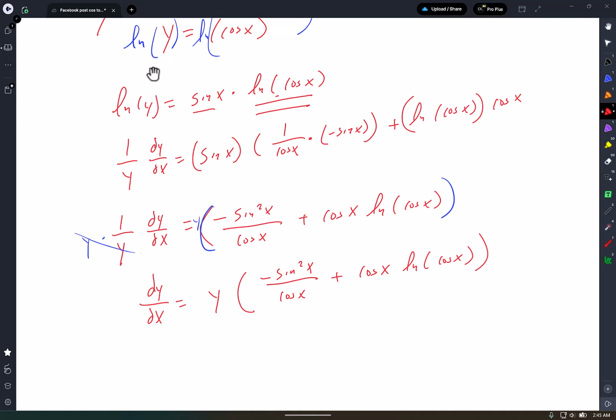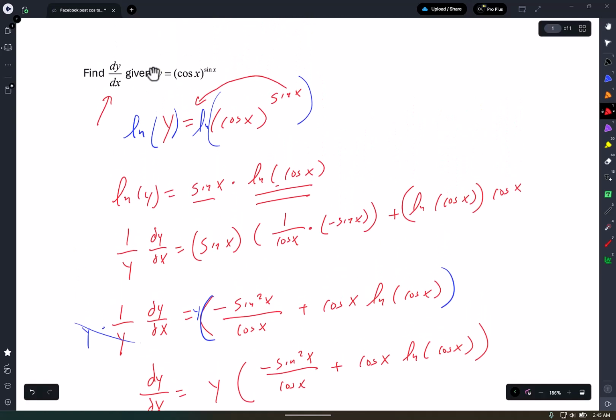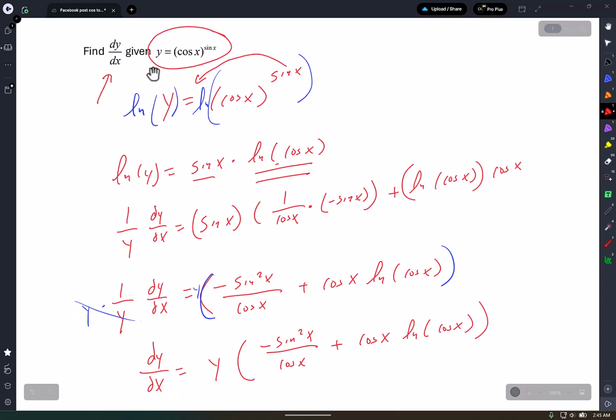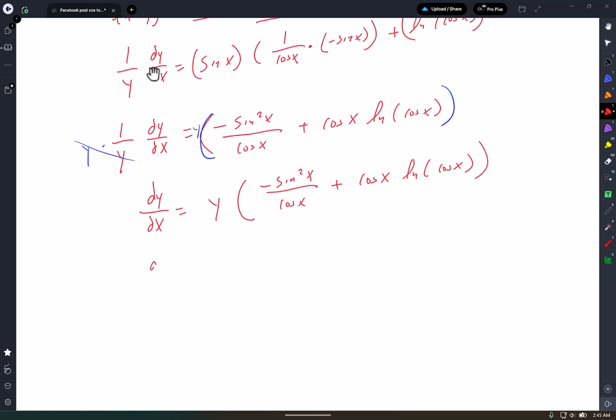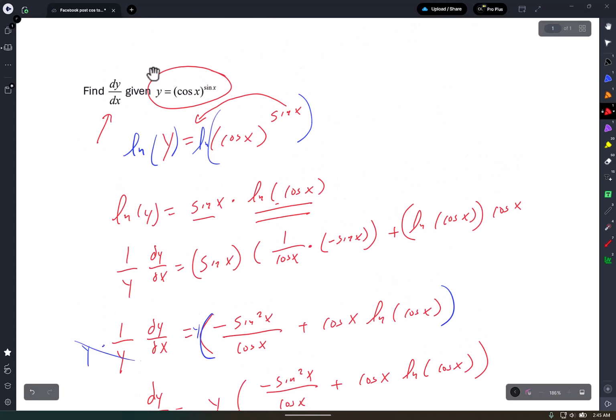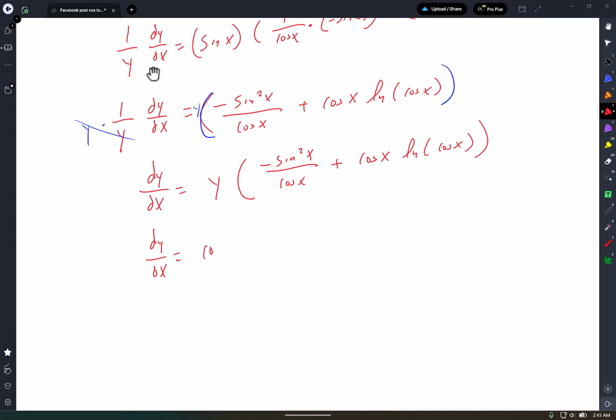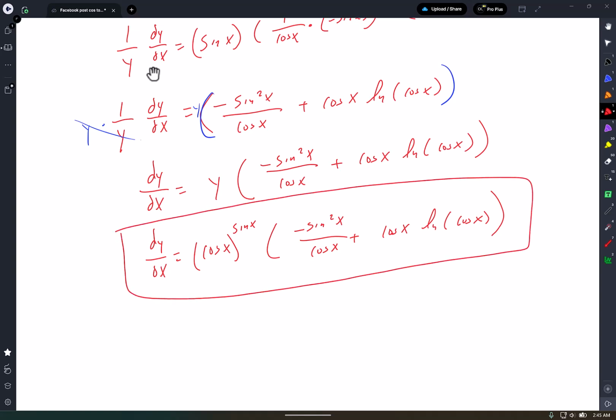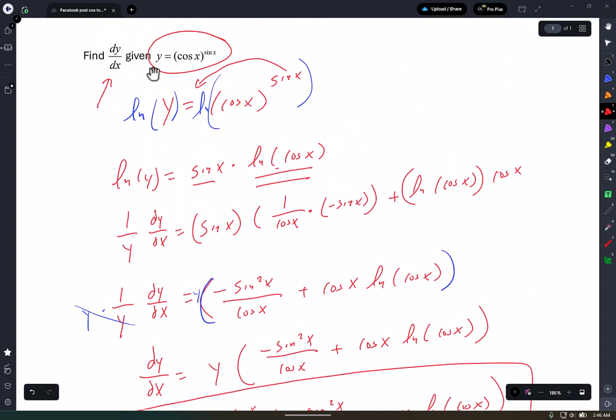And then last but not least, that y there, remember that you started out, it says y equals cosine x to the power sine x. And of course, you have domain restrictions, but we'll talk about that in a little bit. dy/dx equals, and you're going to write cosine x to the power sine x times, and then negative sine squared x over cosine x plus cosine x ln of cosine x, close. And of course, guys, remember you have domain restrictions because ln cannot be negative. So you have domain restrictions, but there it is. That's how you find the derivative of cosine x raised to the power sine x.